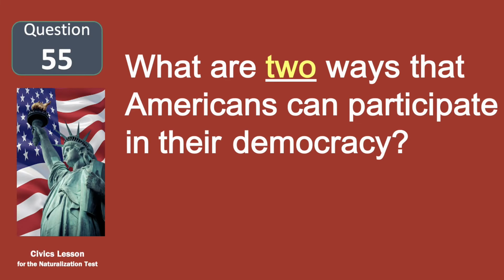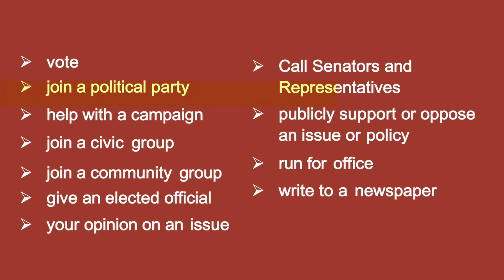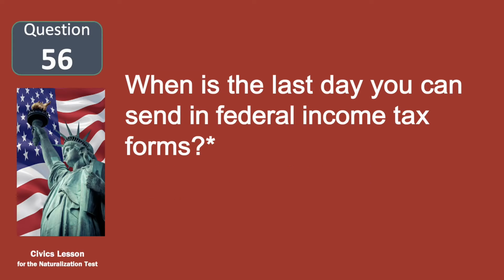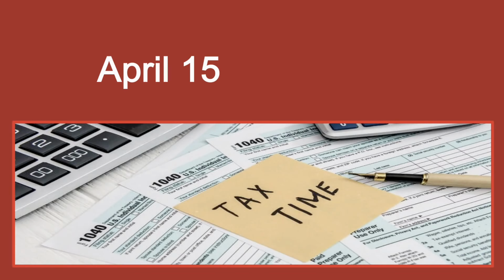What are two ways that Americans can participate in their democracy? Vote. Join a political party. When is the last day you can send in federal income tax forms? April 15th.